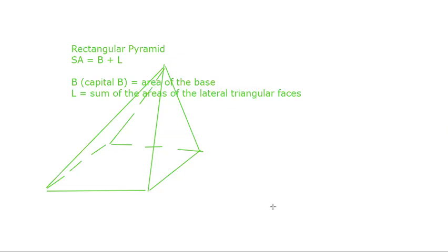Well, the sum of the areas of all the lateral triangle faces. So you just need to figure out the area of one of the triangular faces, multiply it times 4 if it's a square. If the base is a rectangle, those will be different areas because they'll be different size triangles. Add up all 4 triangles. What's the area of a triangle?